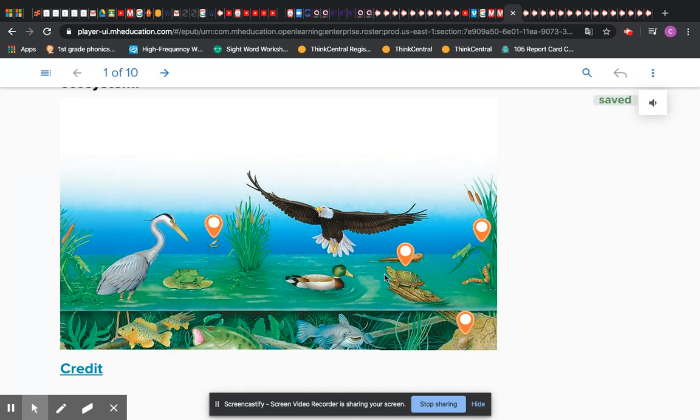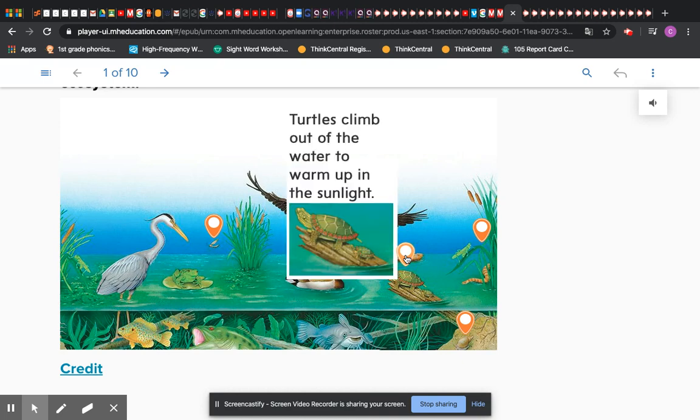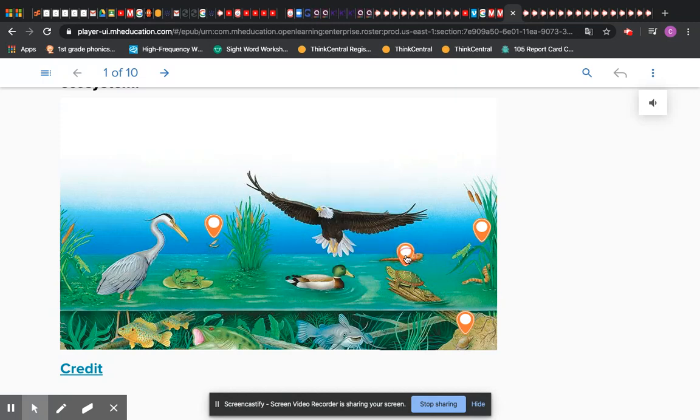Right here we see a turtle. Turtles climb out of the water to warm up in the sunlight. Wow. So turtles are special. They can be in the water and out of the water.